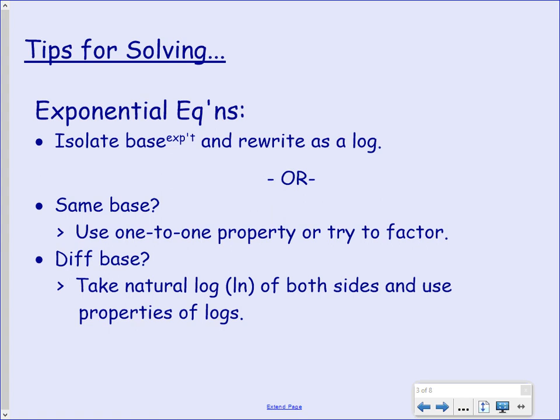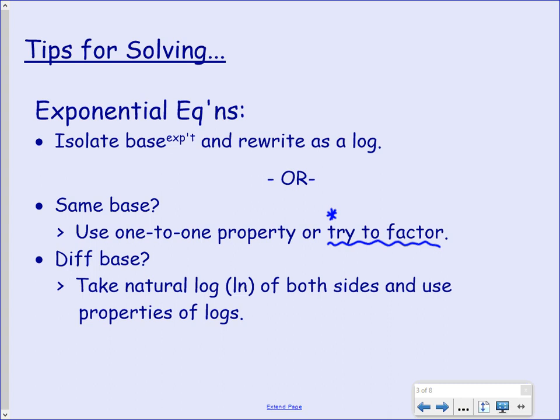There are some other scenarios. One of them we've already seen. What if they have the same base and I could get them on different sides of the equation and then just use my one-to-one property? And so we've already seen that, and you did one-to-one property last year as well. The other case that's probably new to you from Algebra 2 is what if they have the same base but you could factor the expression? So we'll look at an example together where we have to factor the expression to solve.